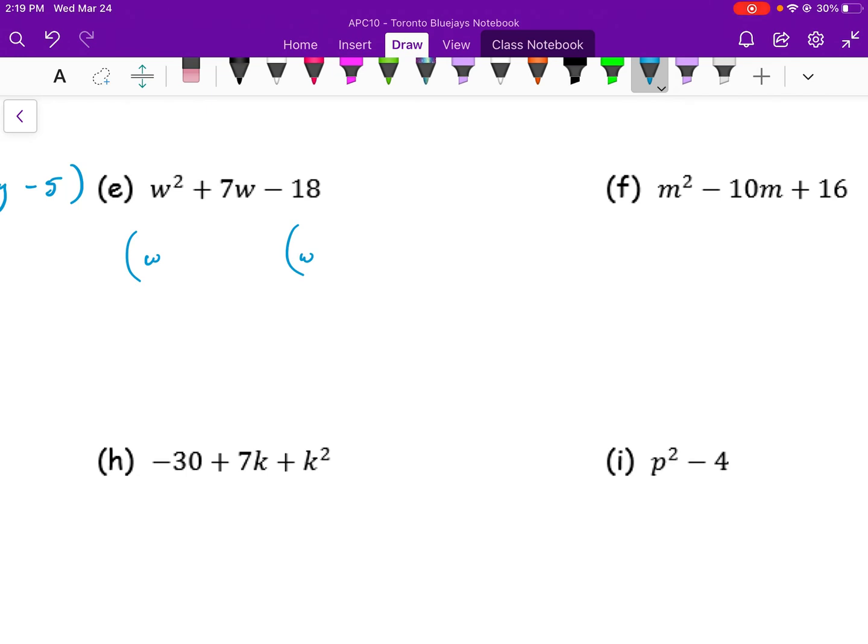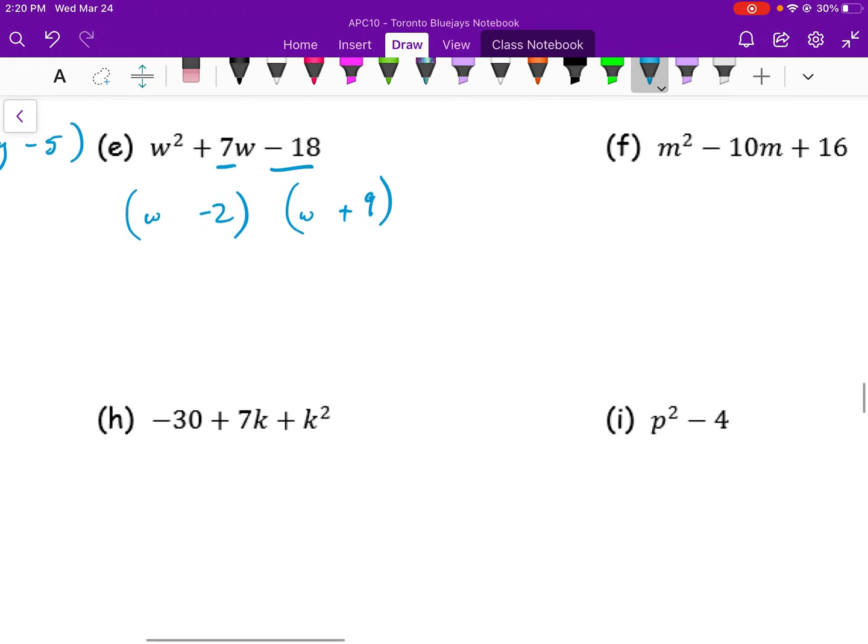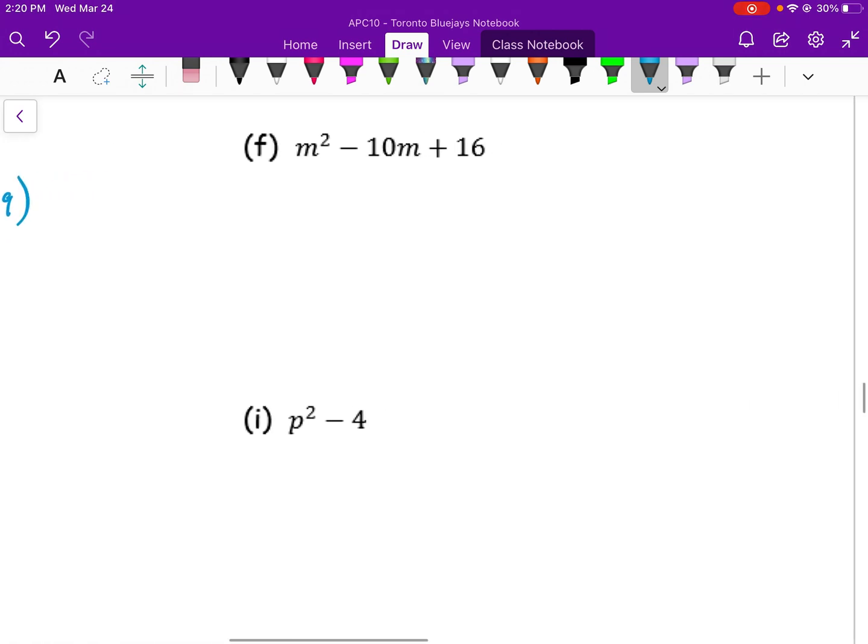w squared plus 7w minus 18. If I'm factoring, I'm looking for two numbers whose product is -18, but whose sum is -7, or sorry, whose sum is +7. Now, if I'm doing that, I know that is going to be w minus 2 times w plus 9. Maybe you want to press pause for the additional ones and just practice this out.